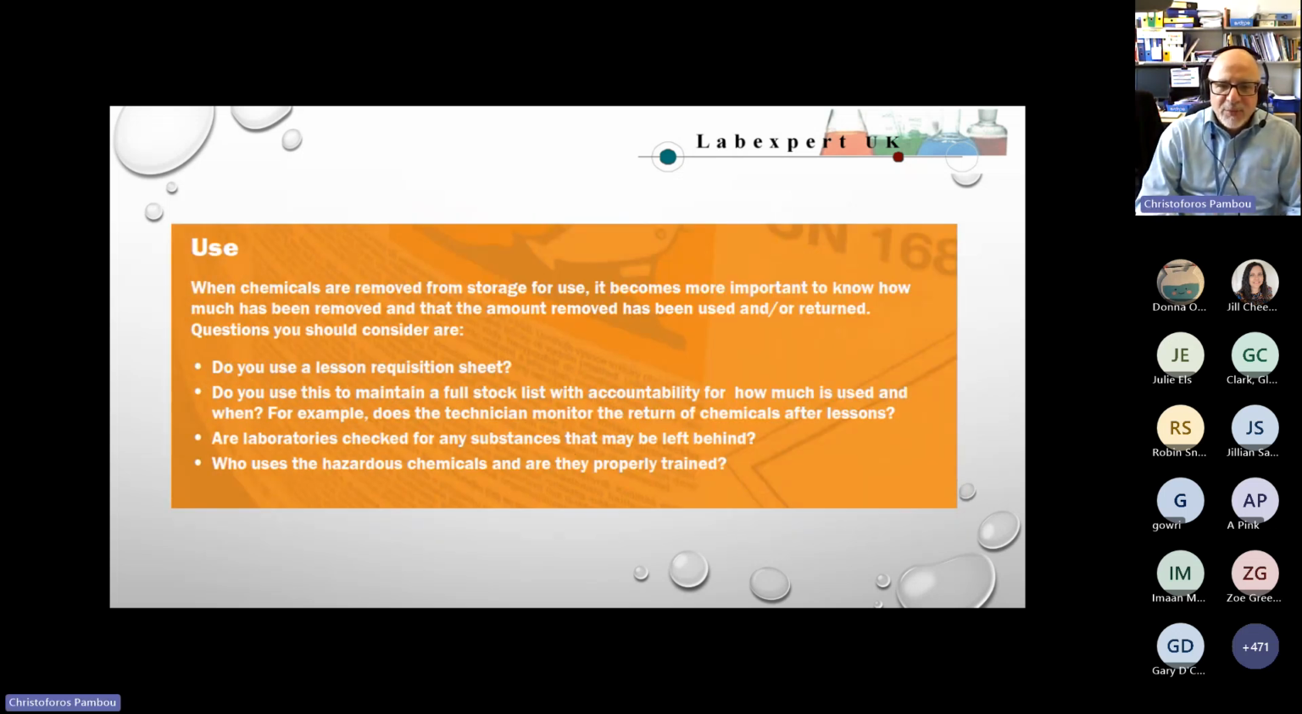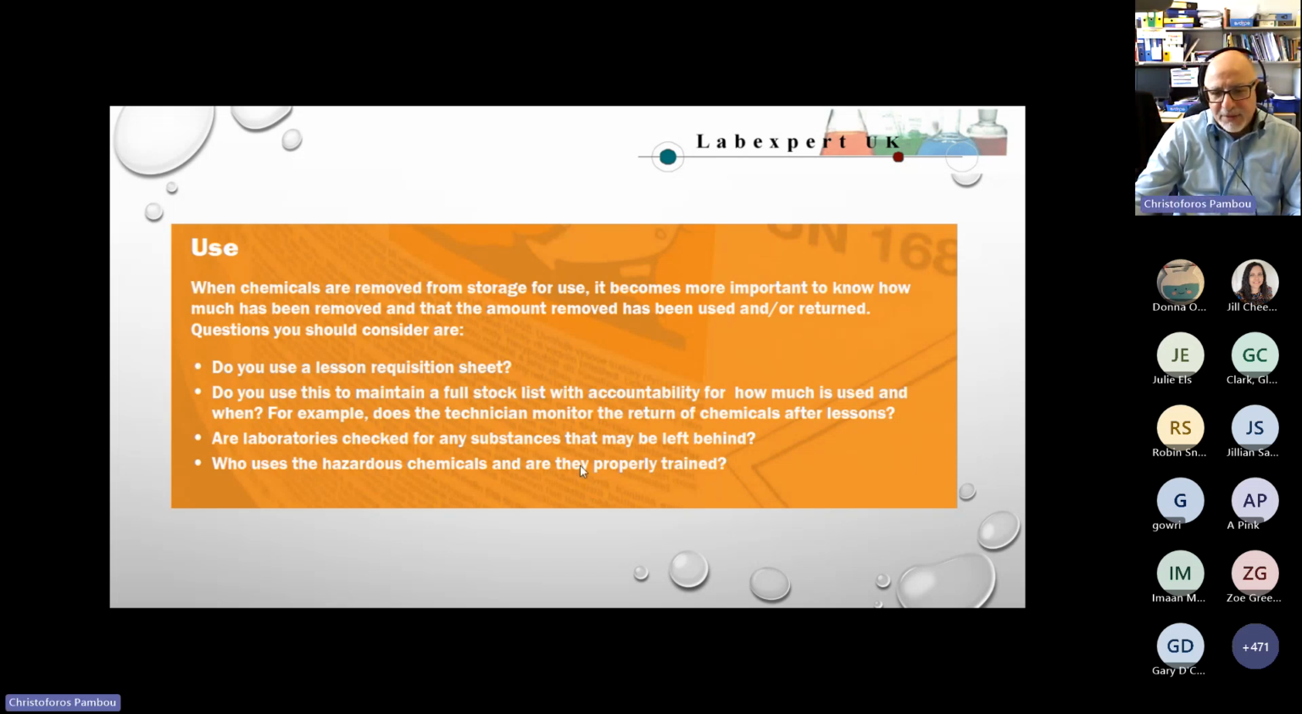And when chemicals are removed from storage for use, it becomes more important to know how much has been removed and that the amount removed has been used or returned. So, do you use lessons requisition sheets so you can prove these chemicals have been put out? For example, if a chemical is gone missing, can you provide proof where it's gone? And then again, the importance of maintaining a full stock list.